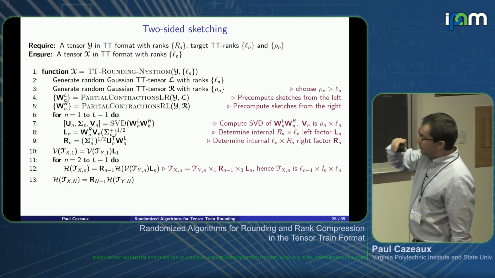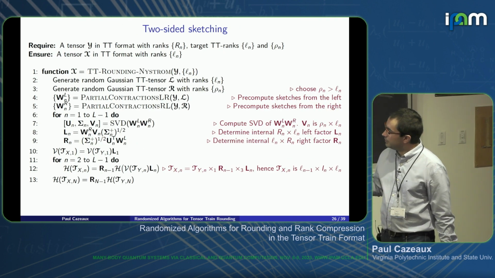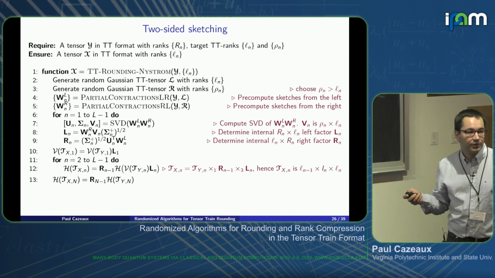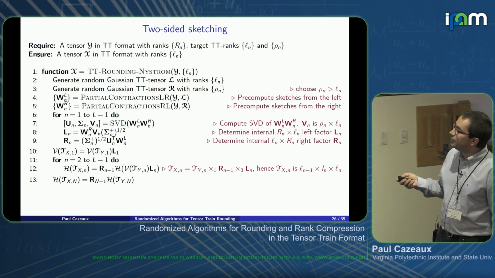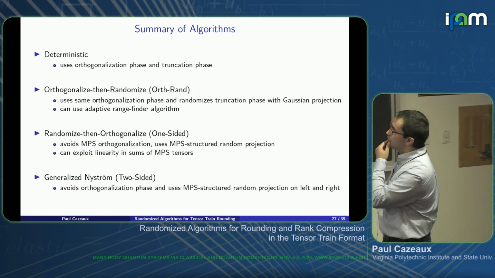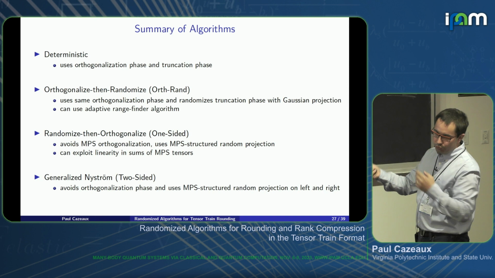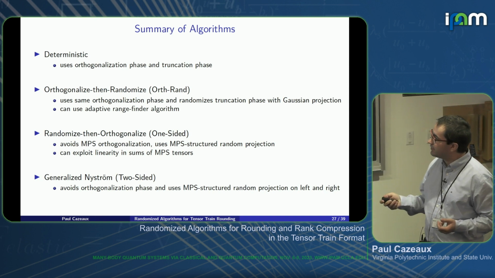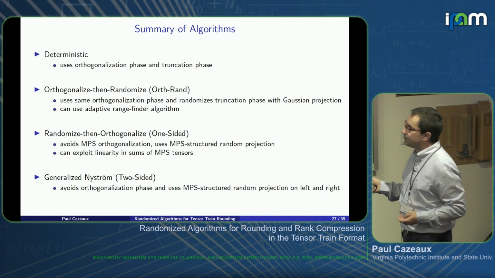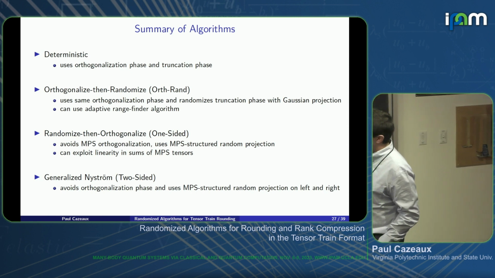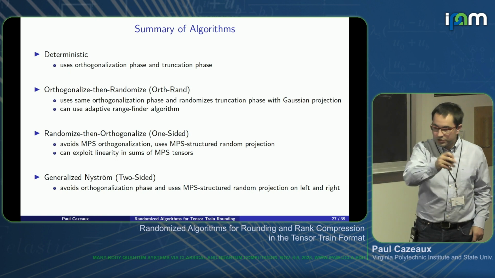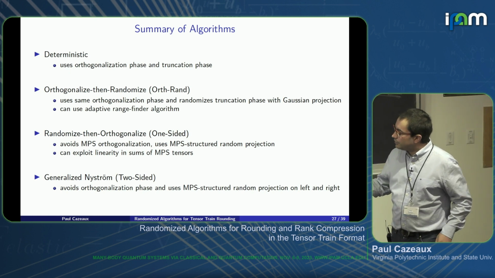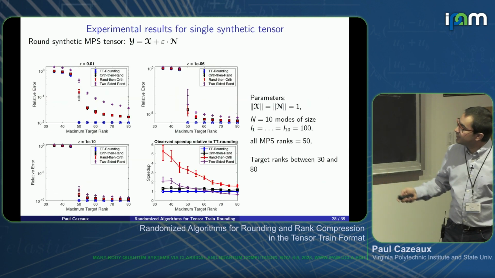There's a version of this that does two-sided sketching, avoiding a little bit of orthogonalization, but we found that it doesn't really improve the performance. And so to sum it up, we have three strategies. In orthogonalized and randomized, we just use randomized methods to compute the SVD in an efficient way. We have the randomized and orthogonalized, where we first do the sketching from one side and then randomize the projections, and finally this two-sided way.